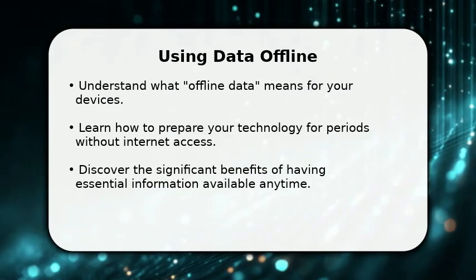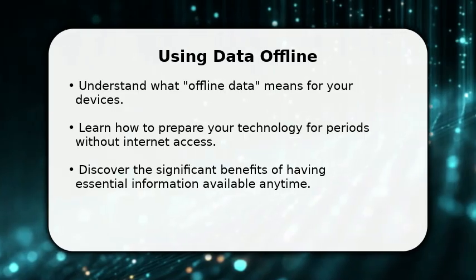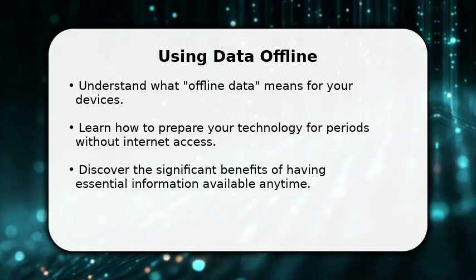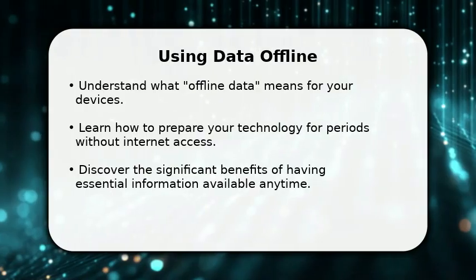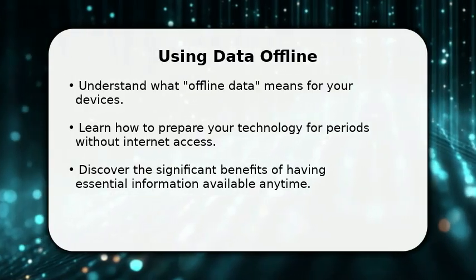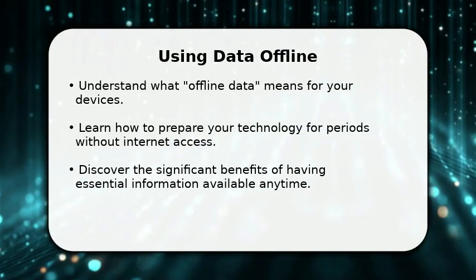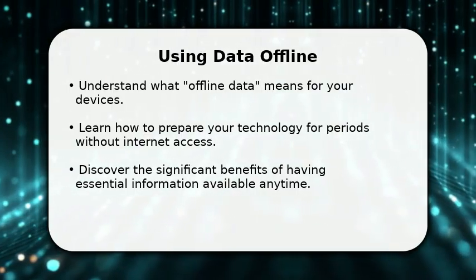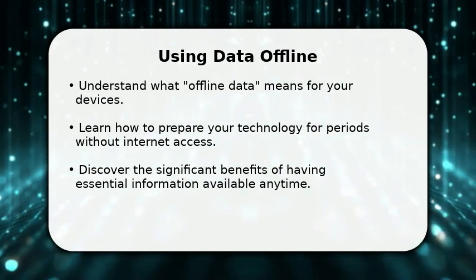Enjoy the video. In this video, I will explain how to use data without internet. First, let's define what we mean by offline data. It's any information stored directly on your device, accessible without an active connection. To prepare, identify the data you'll need, such as documents, music, or maps. This proactive approach ensures you're always ready, whether you're traveling, experiencing an outage, or simply want to reduce your reliance on constant connectivity. It offers immense flexibility and peace of mind.